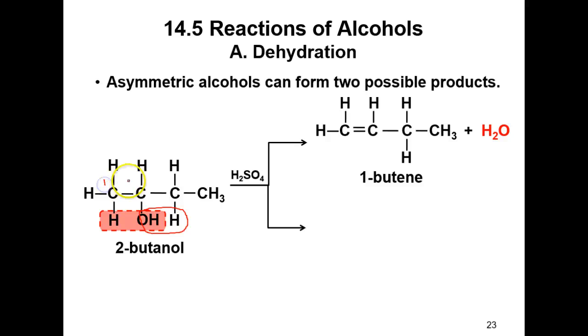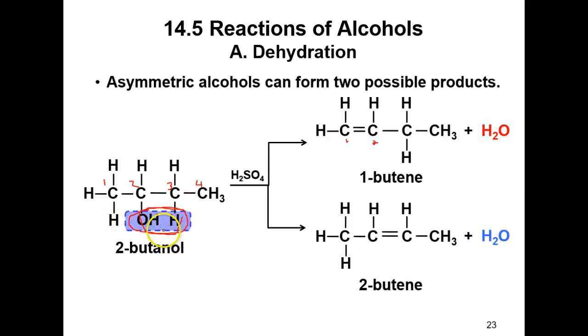Let's number these. 1, 2, 3, 4. You get a double bond between carbons 1 and 2. If you eliminate this side, you get a double bond between 2 and 3. Okay, so they have it in blue, and there's your 2 and 3. Notice these are not the same compounds. One's 1-butene, one is 2-butene. Okay, but it's very important that you look at the substitution of our double bond.